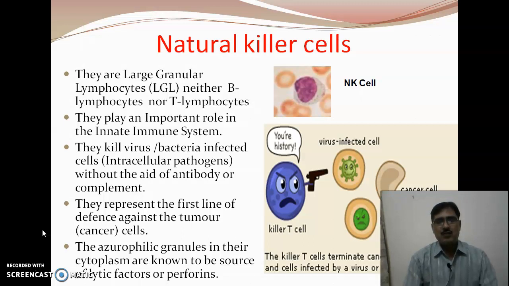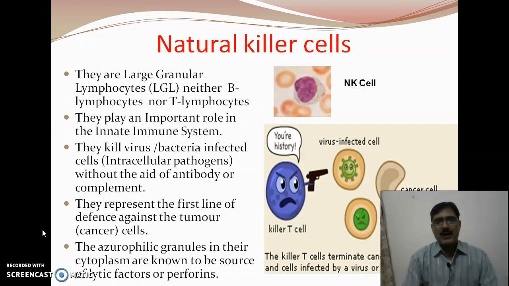These natural killer cells kill virus or bacteria infected cells. It means the virus and bacteria, which are intracellular pathogens. As we know, there are two kinds of pathogens. One are known as intracellular pathogens, which invade the cytoplasm of the healthy cell and make it an infected cell. The second type of microbes are known as intercellular pathogens, and these are basically present in the extracellular fluid or in intercellular spaces.